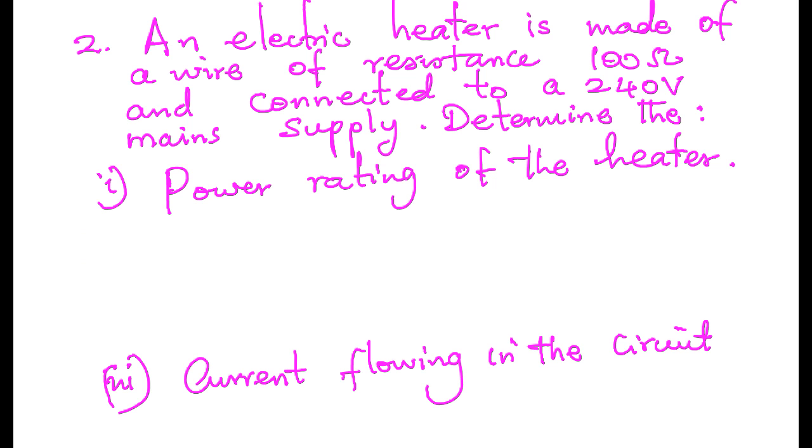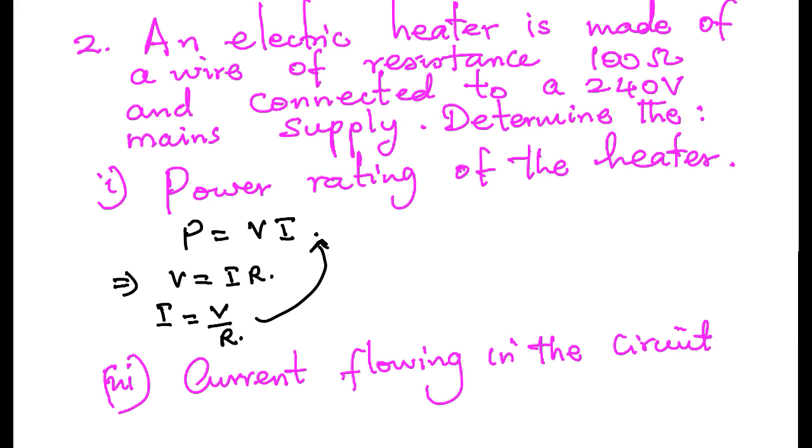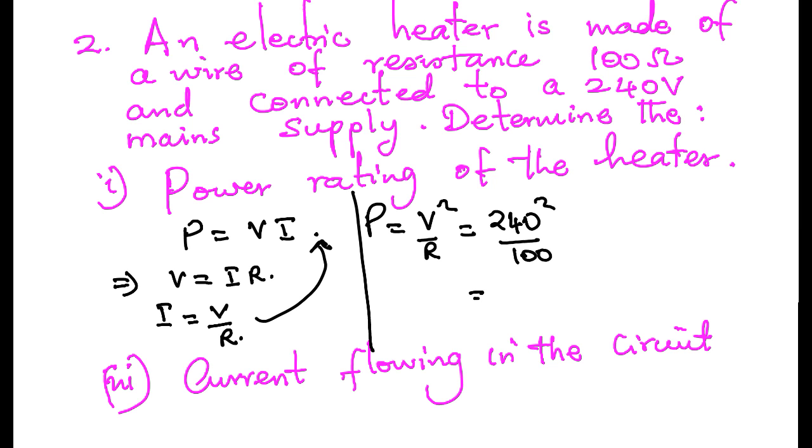So power is equal to VI. From Ohm's law, V is equal to IR, and therefore I is equal to V over R. If we substitute that back, we have power equal to V squared over R, which is equal to 240 squared divided by 100, and that gives 576 watts.